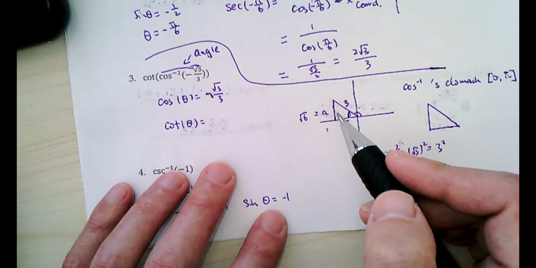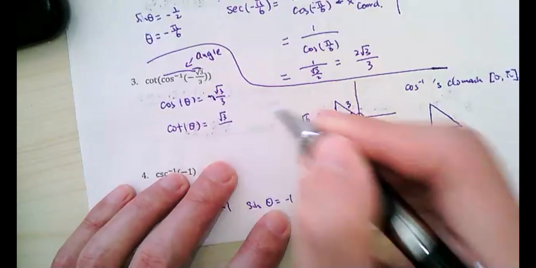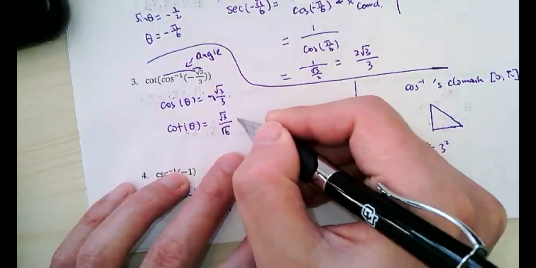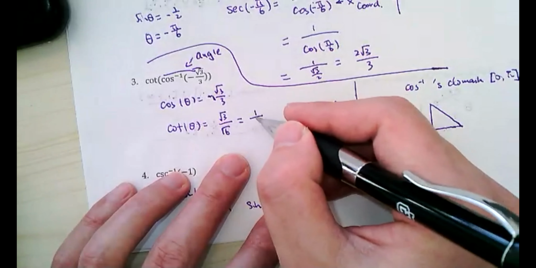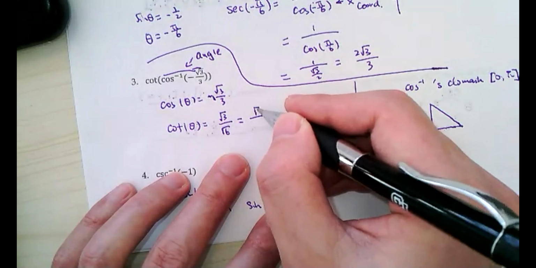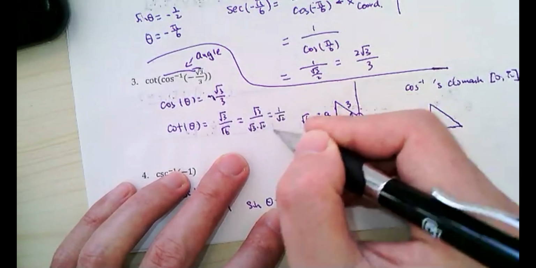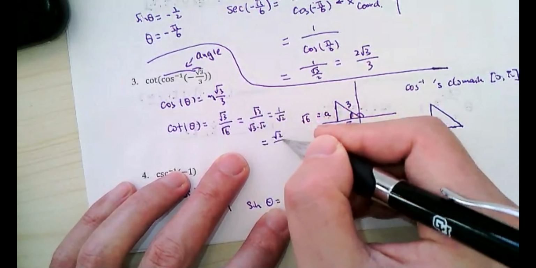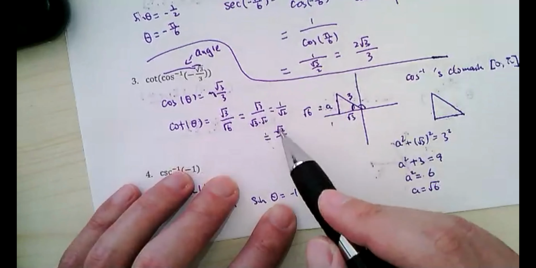So would it just be the square root of 3 over the square root of 6? Very good. If you factor it, it will be square root of 3 over square root of 3 times square root of 2. The 1 over square root of 2 is square root of 2 over 2. That's it.